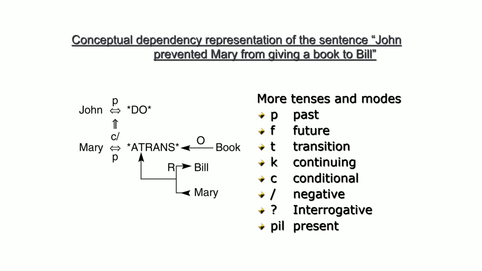So another example is here. You can see in this example: John prevented Mary from giving a book to Bill. So Mary is giving a book to Bill. Mary is the giver, Bill is the receiver, the book is there, ATRANS. Okay, and you can see the slash represents the negative, denying, and John is doing, that is DO. So John prevented, that is, John is denying Mary from giving a book to Bill.